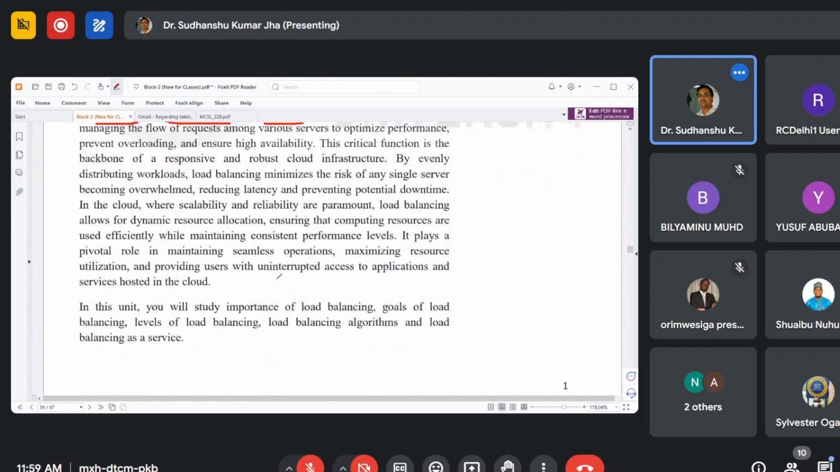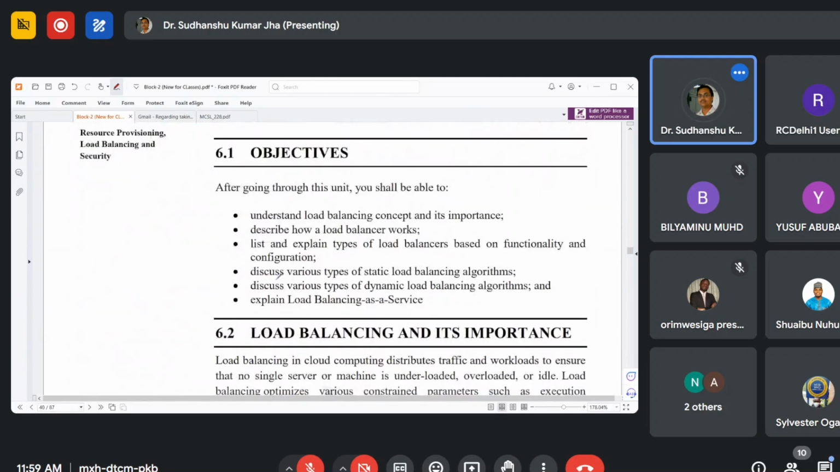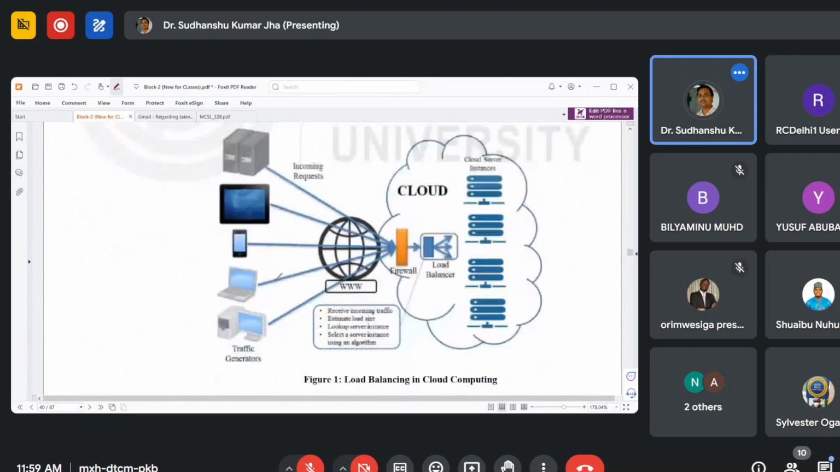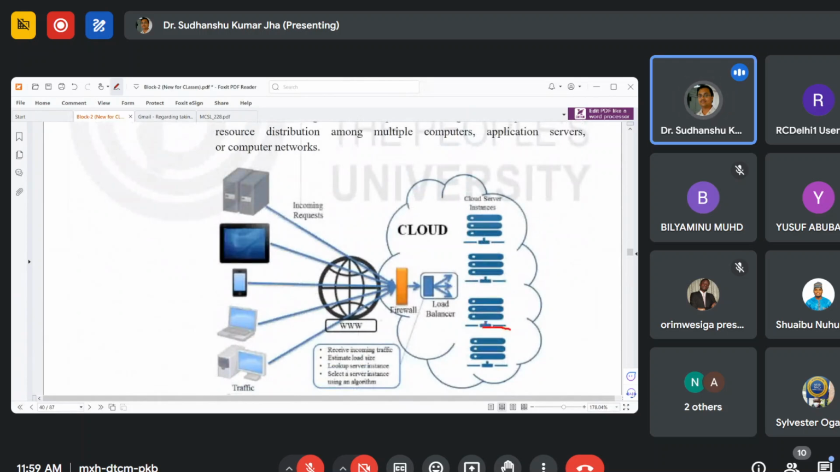So let us see the case of load balancing. Load balancing is also required because suppose one particular server is there, and most of the traffic is being diverted to that one server. Then this server will be very busy. And suppose there is no traffic to another server, then that server is underutilized. This server is in the case of overutilization, and this server is in the case of underutilization.